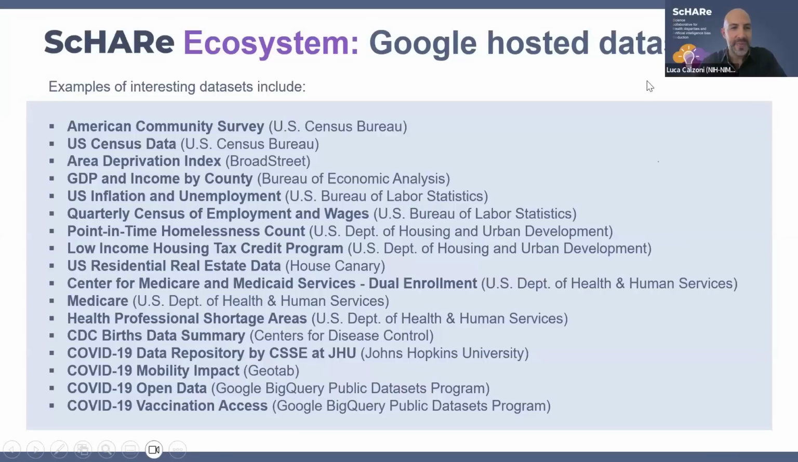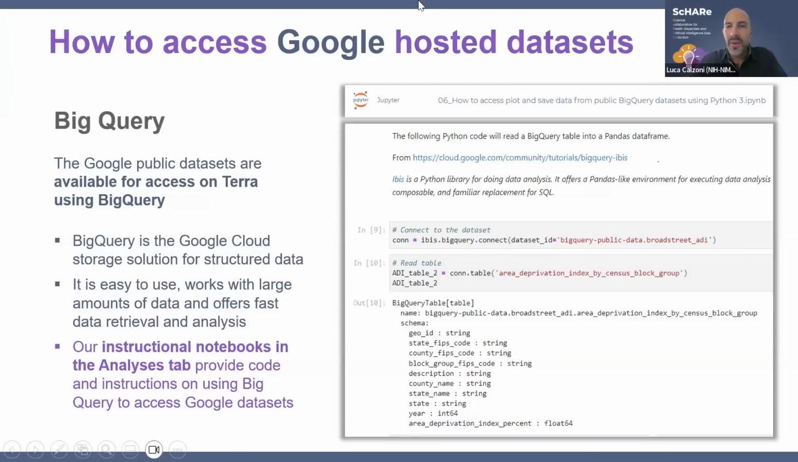But this slide provides instructions on how to access Google-hosted datasets. The Google public datasets are available for access on Terra using BigQuery, which is the Google Cloud Storage solution for datasets for structured data. It's really easy to use, and we do provide notebooks explaining step-by-step how to access this category of datasets.